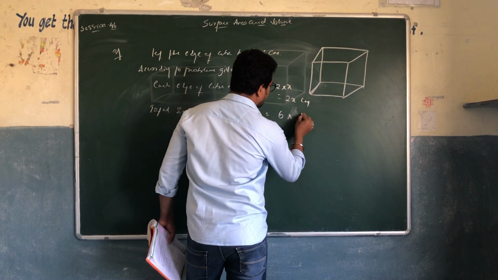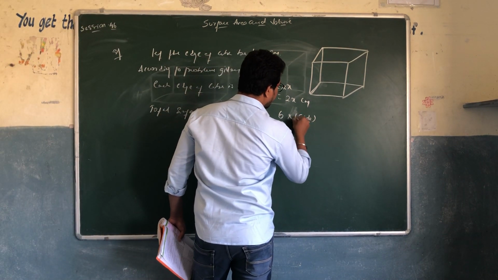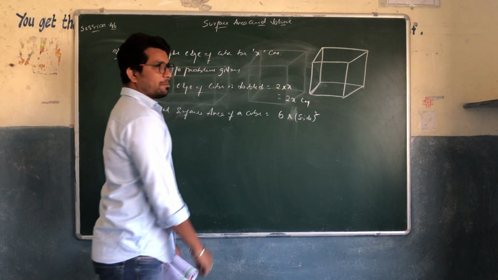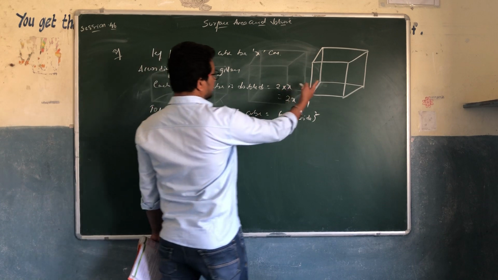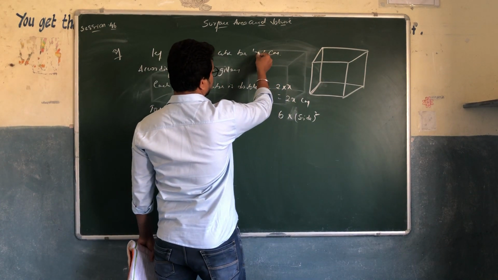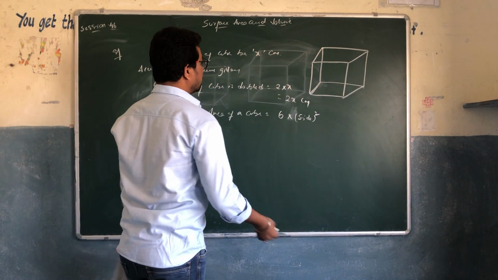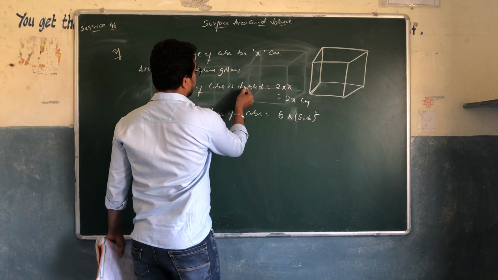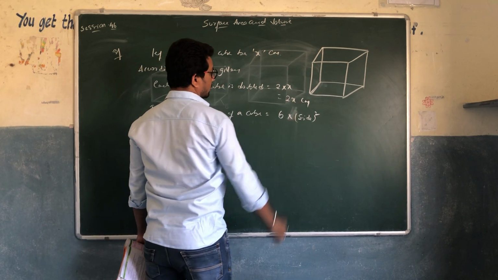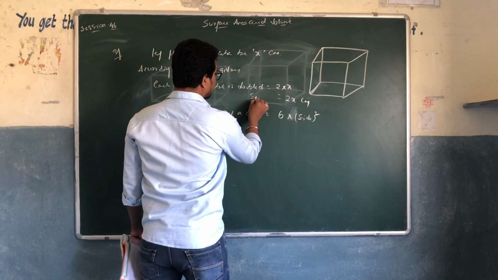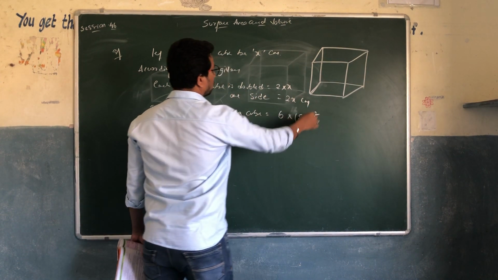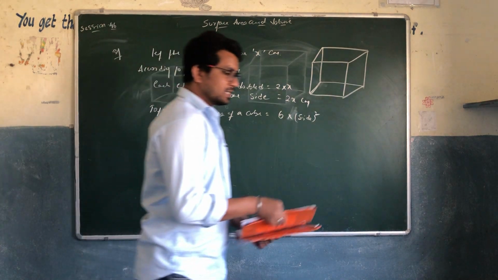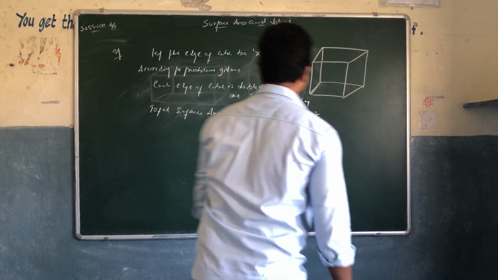Formula is 6 into side square. Now we have one side equal to x centimeter initially, but as per the question, we changed it. We made it double, became 2x. It is nothing but one side is equal to 2x centimeters.